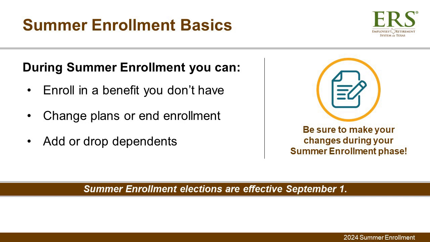Just like in previous years, summer enrollment is broken up into 4 phases. This helps to keep things running as efficiently as possible for you during a very busy time of year for ERS. Please make your changes during your summer enrollment phase. The quickest and easiest way to make changes is by logging into your ERS online account.